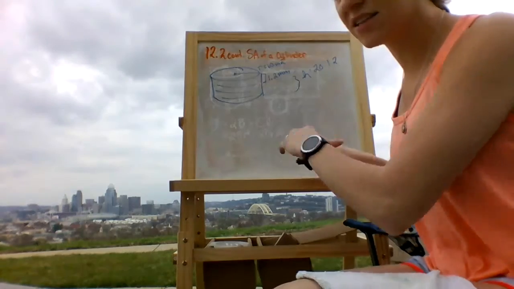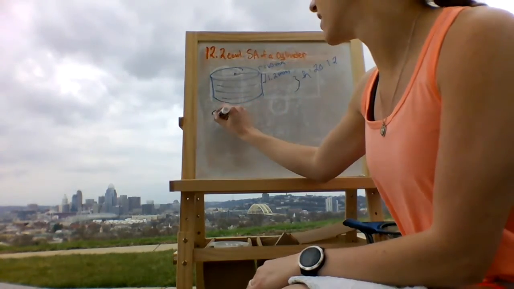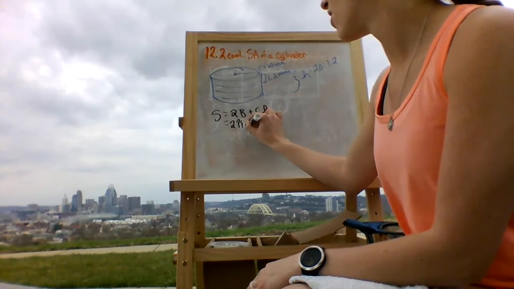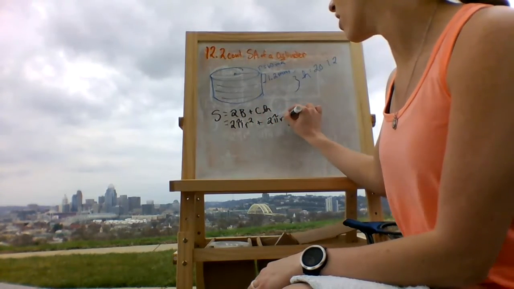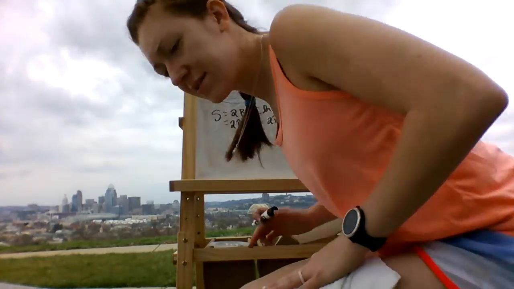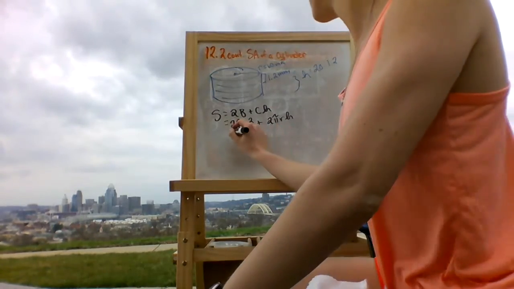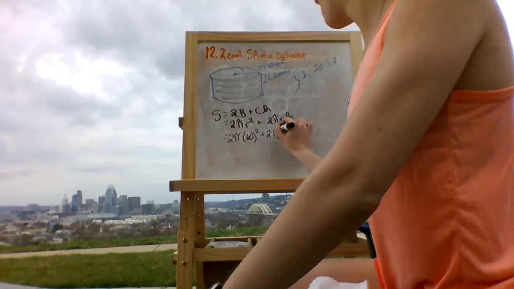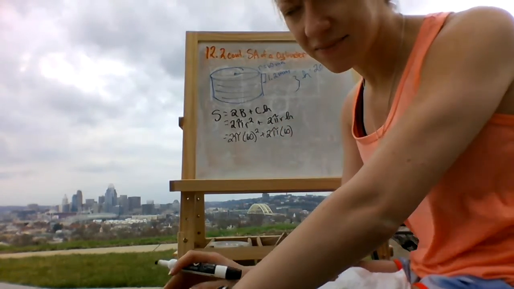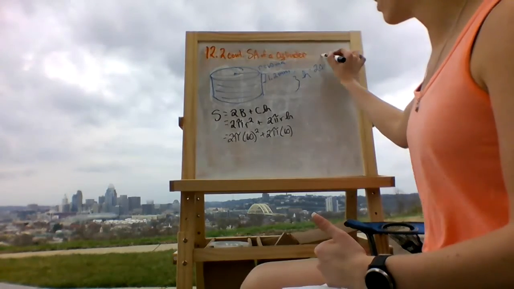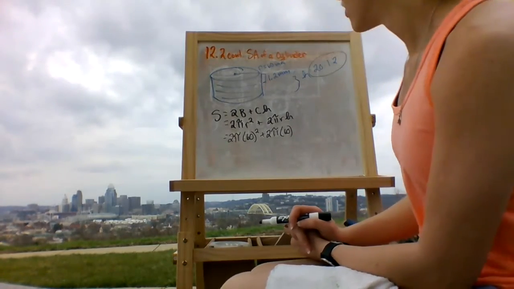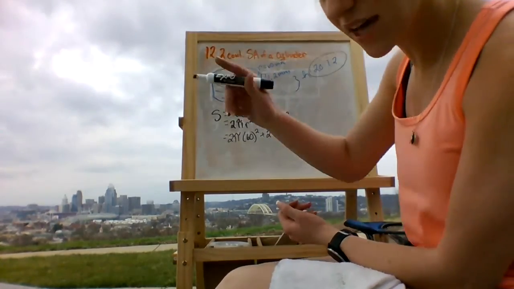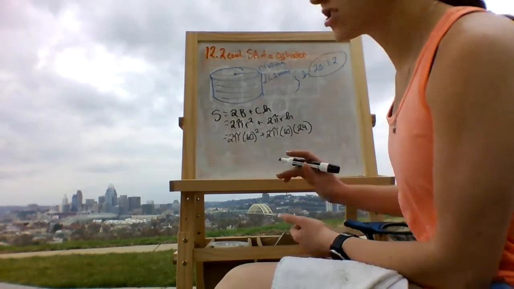Tackling this problem, I've got my formula, which is 2 times my base plus circumference times my height, or 2 pi r squared plus 2 pi r h. I am given the radius, and my radius is 60, so 2 pi 60 squared plus 2 pi 60. Then for my height, what I needed to compute was the fact that it was 20 discs, so 20 times 1.2. 2 times 1.2 is 2.4, move that decimal place, and that should be 24.